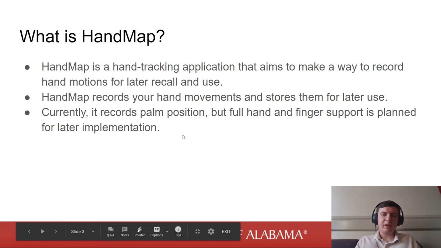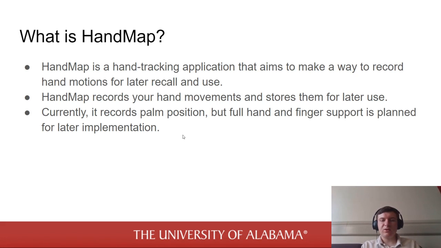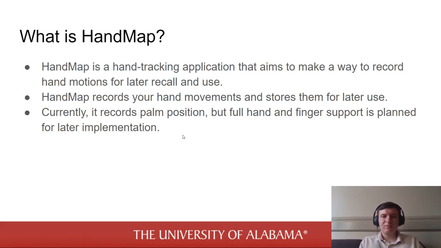HandMap is a hand tracking application that aims to make a way to record hand motions for later recall and use. Currently it records your palm position, but full hand and finger support is planned for later implementation. Right now it records your hand movements and stores them for later use, and it lets you title each motion with a description.